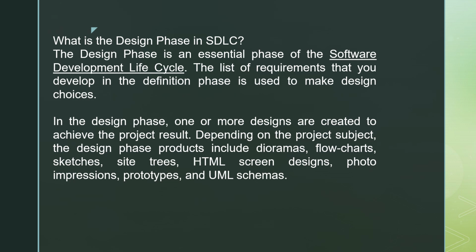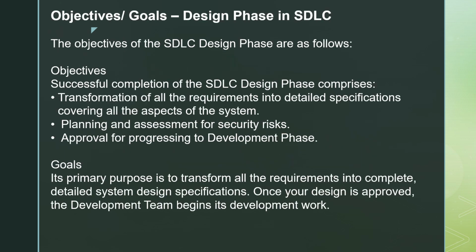The list of requirements that you develop in the definition phase is used to make design choices. In the design phase, one or more designs are created to achieve the project result. Depending on the project subject, the design phase products include dioramas, flowcharts, sketches, site trees, HTML screen designs, photo impressions, prototypes, and UML schemes.